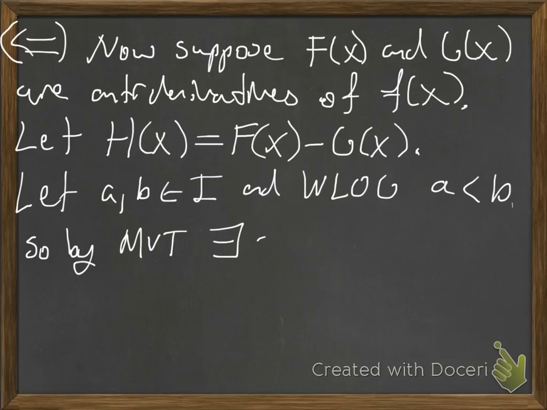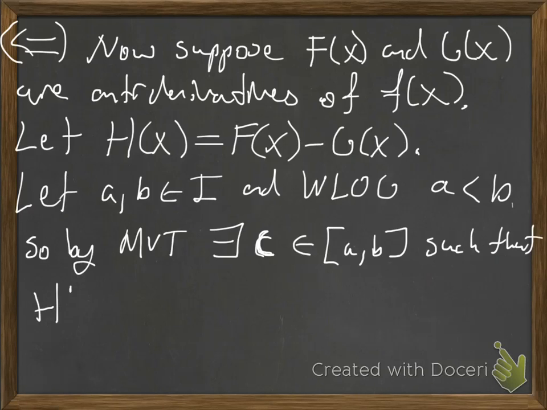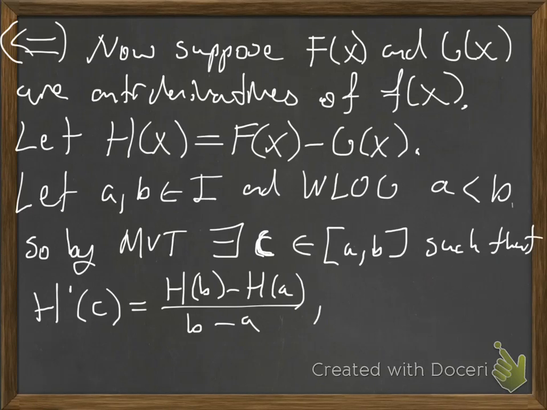And since it's differentiable, we can use the mean value theorem that says there exists a c in that interval such that h prime of c is equal to the slope of the secant line connecting those two points.